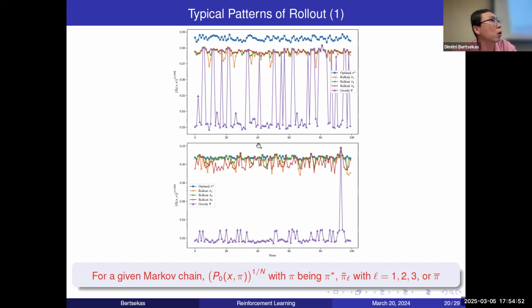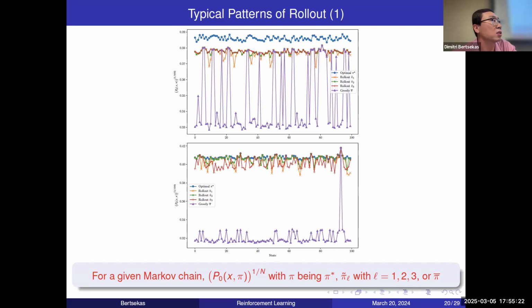And so each figure here is a different Markov chain. And it represents a typical pattern. But this one is less common than the others. But the point I want to stress is that in some rare cases, you can have longer lookahead steps and the performance actually is worse than with fewer lookahead steps. But this is a rare phenomenon.